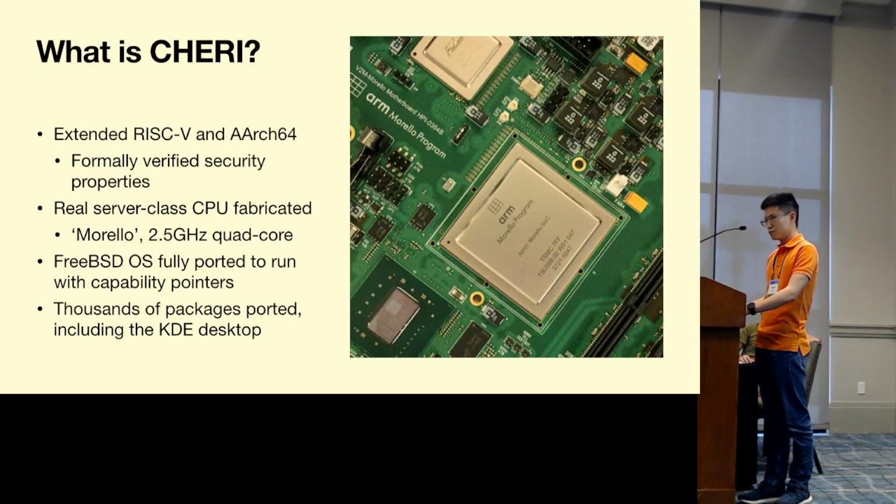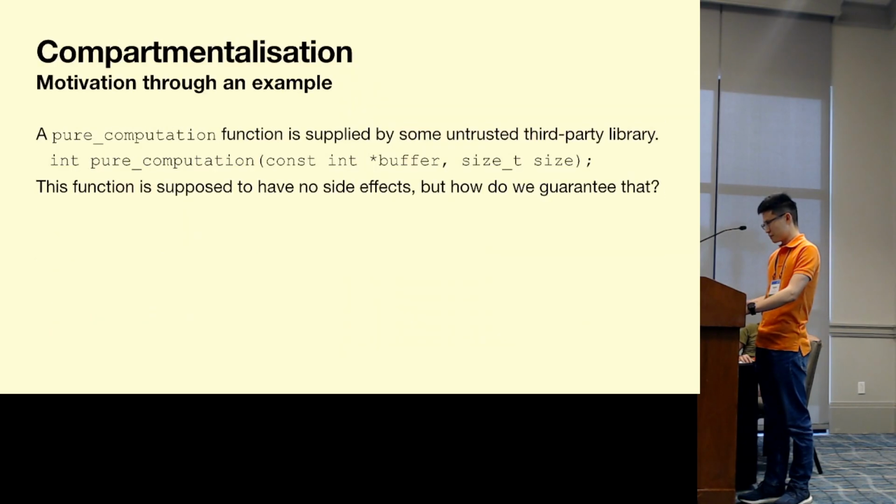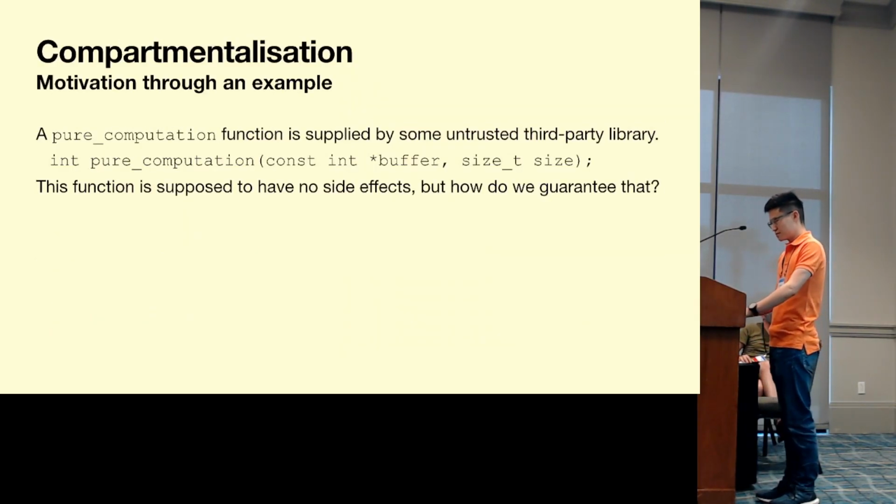So this is all about CHERI. And now I'm going to move on to compartmentalization. So let us motivate the need for compartmentalization through an example. Suppose that there is this pure computation function that is applied by some untrusted third-party library that you want to use in your application. It has this signature, takes a buffer, a size, returns an integer.